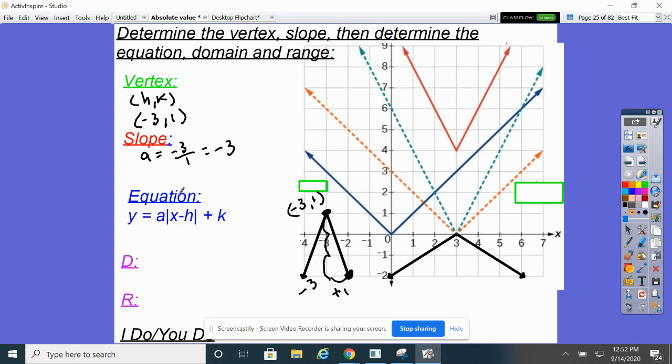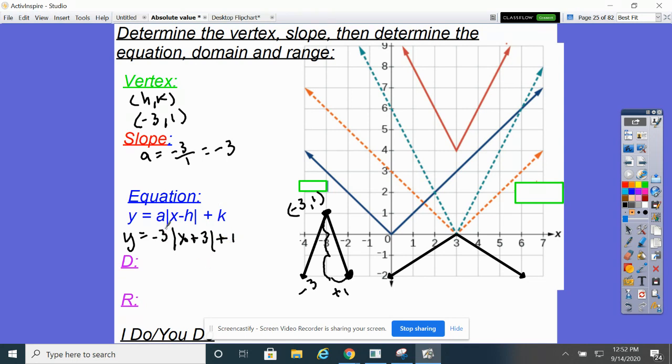All right, so let's fill this in. y equals -3. Now notice this guy has a minus sign in here. And our H value is negative. So negative times a negative gives me a positive in here. And that'll be +3. And then the K value is +1, so we'll write +1.